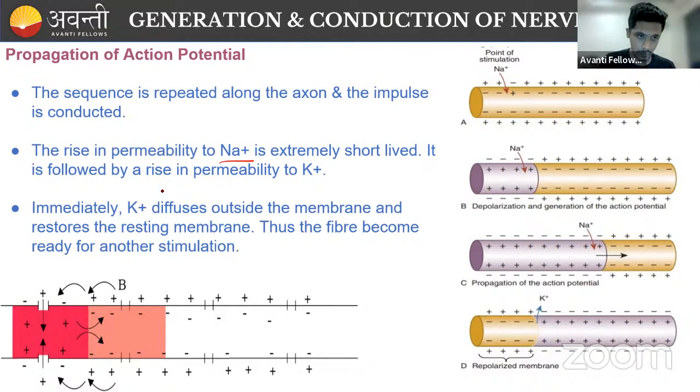So what is happening in repolarization? The potassium ions diffuse outside the membrane and restore the membrane potential. Remember, for repolarization, the potassium is not coming inside, the potassium is going outside. As the potassium goes outside, the more positive concentration that was there within the cell will start becoming negative at a quicker pace through the exchange of potassium ions.